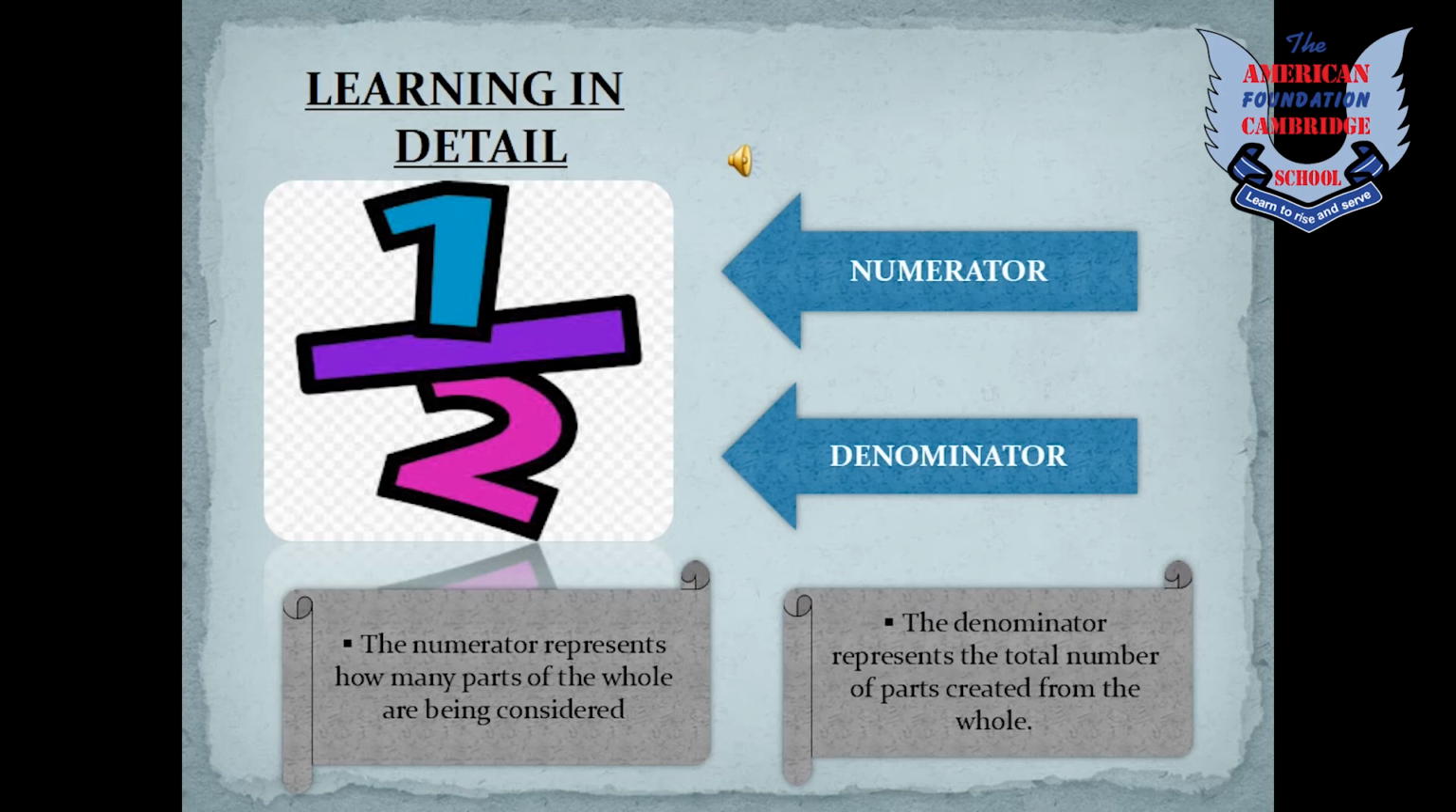So what does this fraction mean? Suppose we have a pie, right? The bottom number tells us how many slices to slice the pie, and the top number tells us how many slices we can have. Understood?